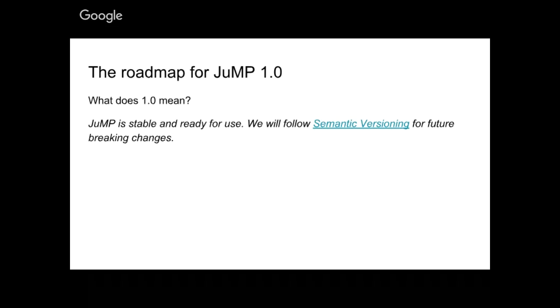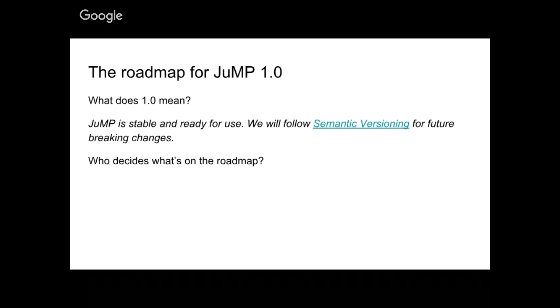What we will do is follow semantic versioning for feature breaking changes. So this is consistent with the Julia ecosystem, which basically means that whenever there's a breaking change, you increment the major version number. So after we release JuMP 1.0, the next breaking change will go into JuMP 2.0. That's just the definition of how we use version numbers.